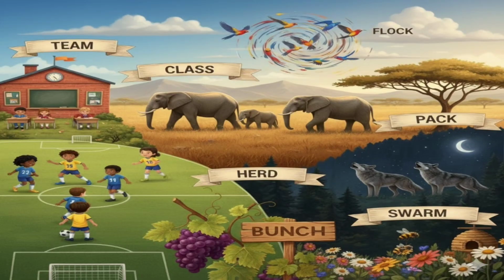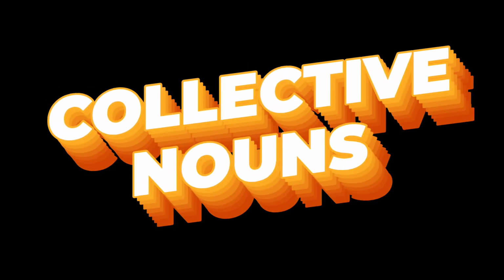So remember, a swarm of bees, a bunch of grapes, a pack of wolves, a flock of birds, a herd of elephants, a class of students, a team of players. These are all collective nouns.